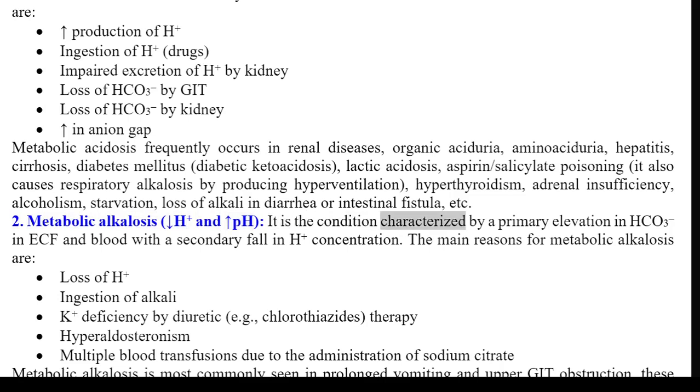2. Metabolic alkalosis, downward arrow H+ and upward arrow pH. It is the condition characterized by a primary elevation in HCO3 in ECF and blood with a secondary fall in H+ concentration. The main reasons for metabolic alkalosis are: loss of H+, ingestion of alkali, K+ deficiency by diuretic therapy, example chlorothiazides, hyperaldosteronism, multiple blood transfusions due to the administration of sodium citrate.